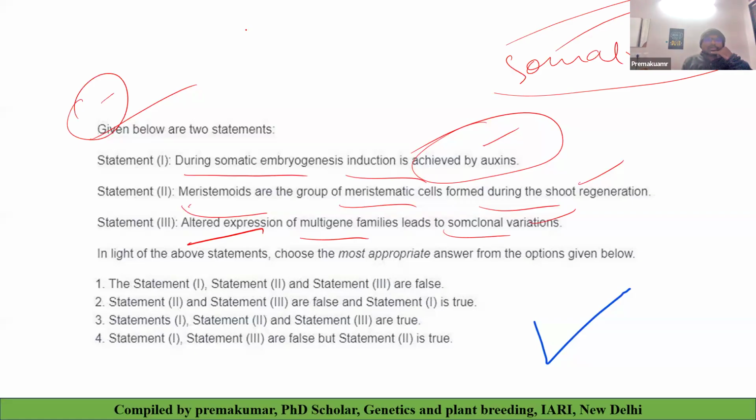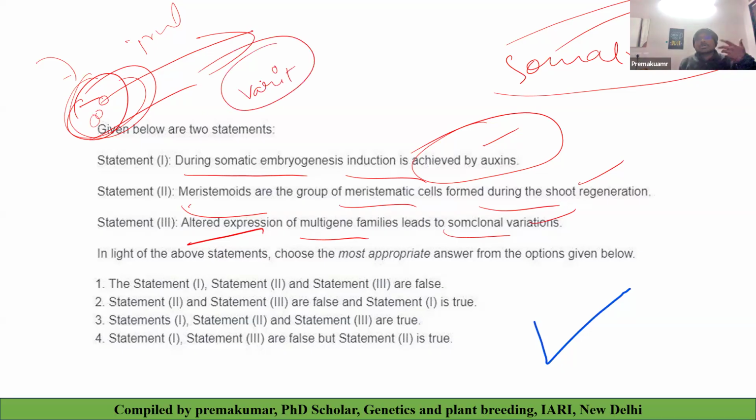During tissue culture, even though you are producing true-to-type plants, due to some external conditions or multigene families, like altered expression, some exchanges, or any other epigenetic factor, there will be some mutations or anything that will lead to variation from the parent. That is called somaclonal variation. During somatic cell regeneration, genetic variation, and that too heritable variation, is created. All these things are studied in UG. Statements 1, 2, 3 are all correct.